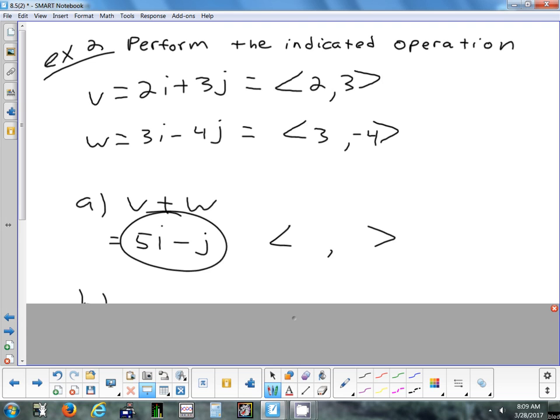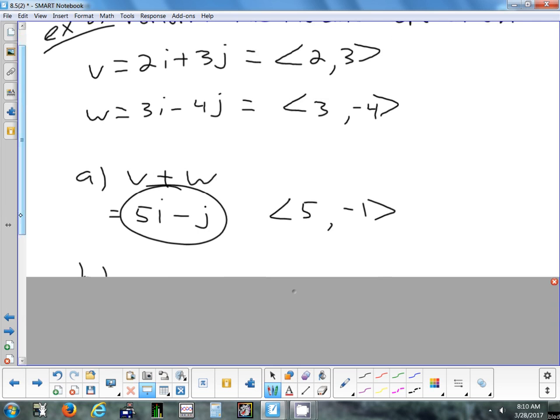How would you write it? 5, negative 1. You don't need the negative 1 when it's in the unit vector form. You can put the 1 in front of j if you want, but you have to put it when it's in the other form. Okay. Any questions on that?